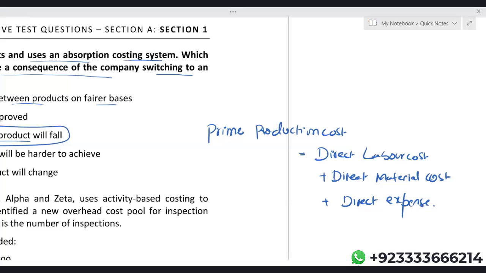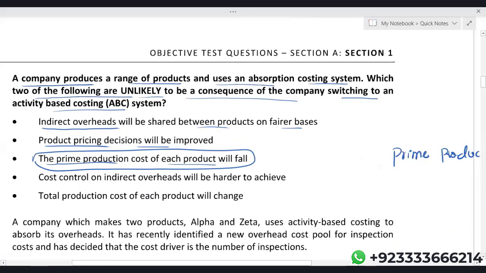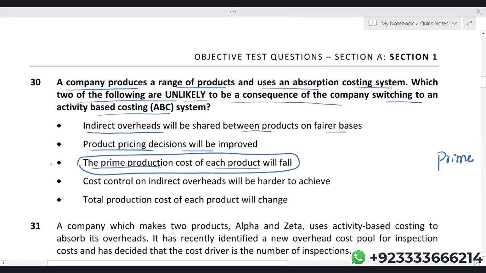Basically, the main difference between absorption and ABC is that ABC deals with overheads on a fair basis. So when you switch from absorption to ABC, there is no impact on prime production cost.